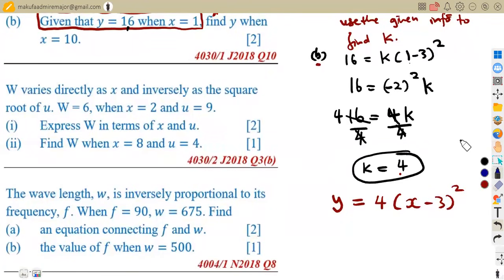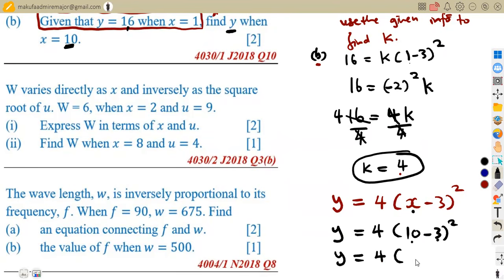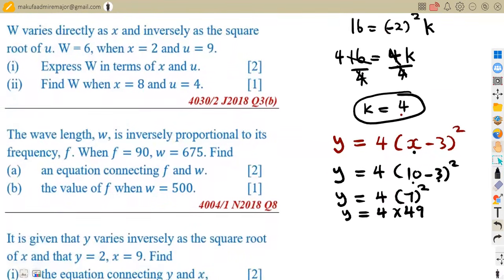After the relationship, now you are going to substitute. You are now answering the question, find y when x is 10. So y is equal to 4 into x minus 3 squared, and x is 10, so it's 10 minus 3 squared. So y is 4 into 10 minus 3, that is 7 squared. So y is 4 times 7 squared, and 7 times 7 is 49. Multiplying 49 and 4, we obtain 196. So y is going to be 196.